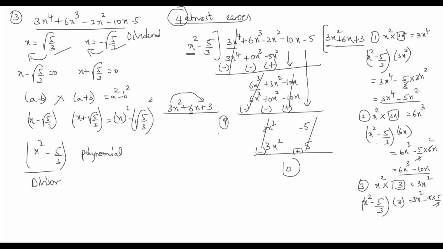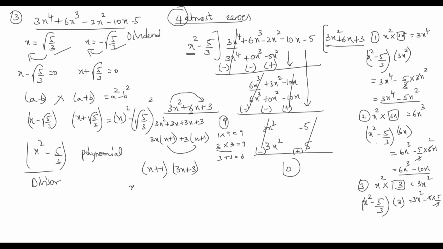That is 1 into 9 is 9, 3 into 3 is 9. So 3 threes are 9 and 3 plus 3 should give us 6. So here this is 3x square plus 3x plus 3x plus 3. So 3x common, x plus 1, plus 3 common, x plus 1. x plus 1 is a factor, and the other term left out, 3x plus 3, is another factor.